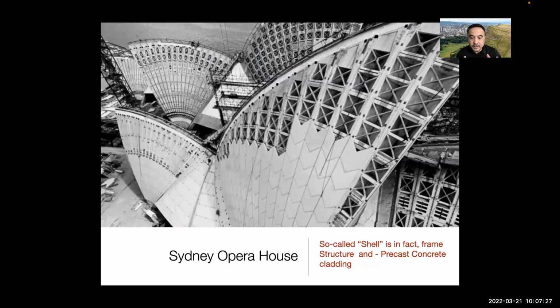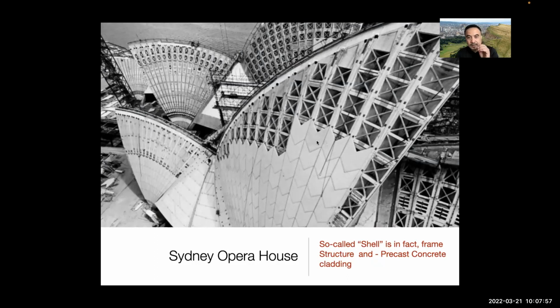In reality, what appeared to be the shell is in fact a frame structure. They use precast concrete to clad over this steel frame. So in a way, it uses the same system as the house in the medieval period, okay? But the complexity of the form that they built provides a different result, okay?